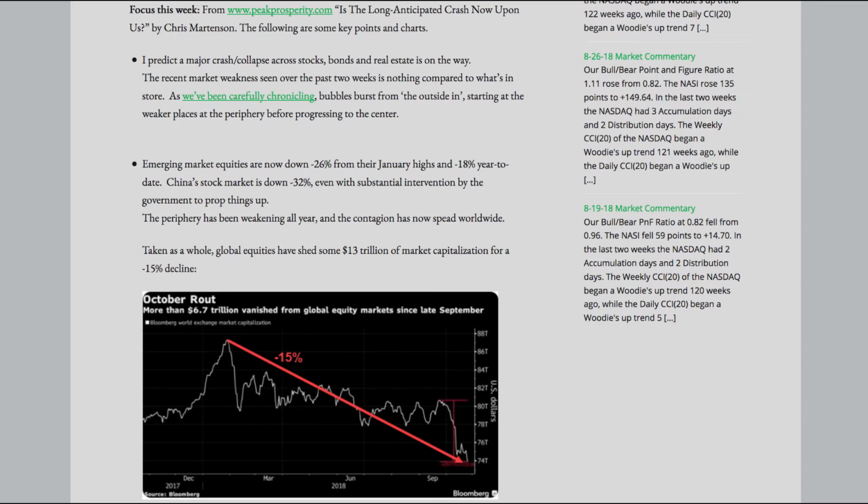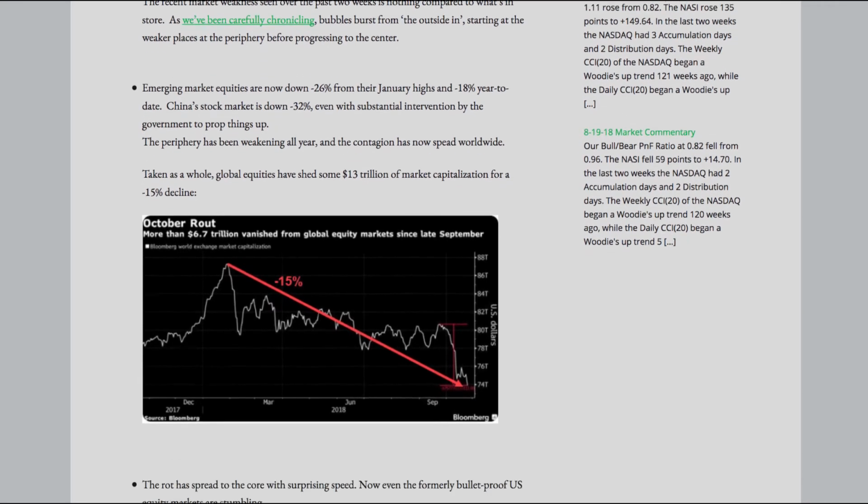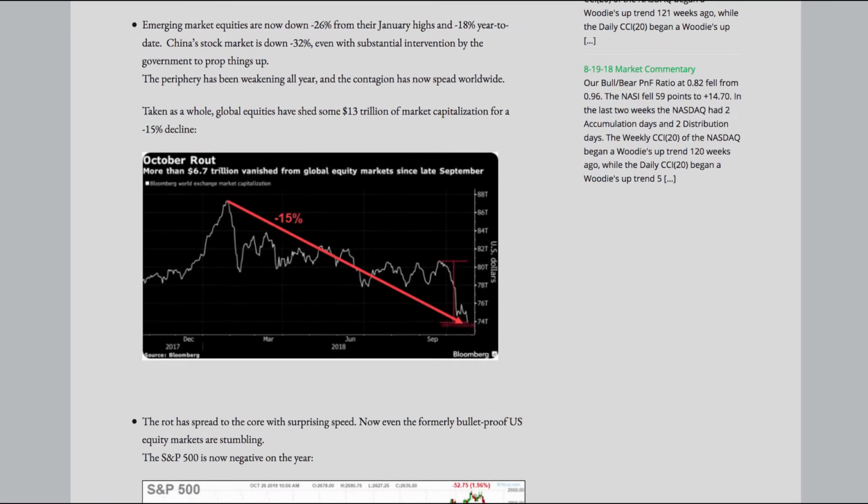As we've been carefully chronicling, bubbles burst from the outside in, starting at the weaker places at the periphery before progressing to the center. Emerging market equities are now down negative 26% from their January highs and negative 18% year to date.